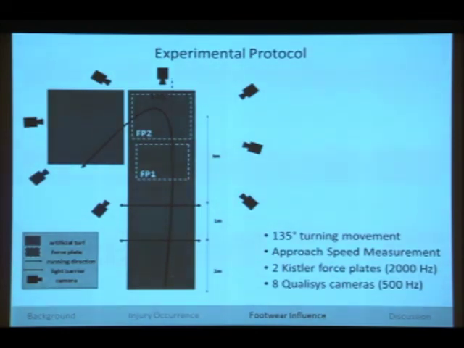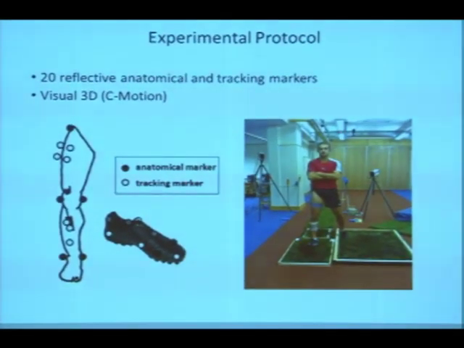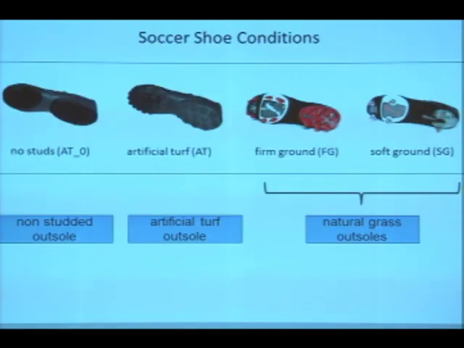This is basically what we did: approach speed monitoring, and then the 135-degree turn, with force plates and a motion capture system. This was the marker setup with anatomical markers and tracking markers. And the protocol, again: 5 repetitive trials, randomization of shoe models, the 4 different shoe models I will show later on, and 15 experienced and, in terms of anthropometrics, regular subjects.